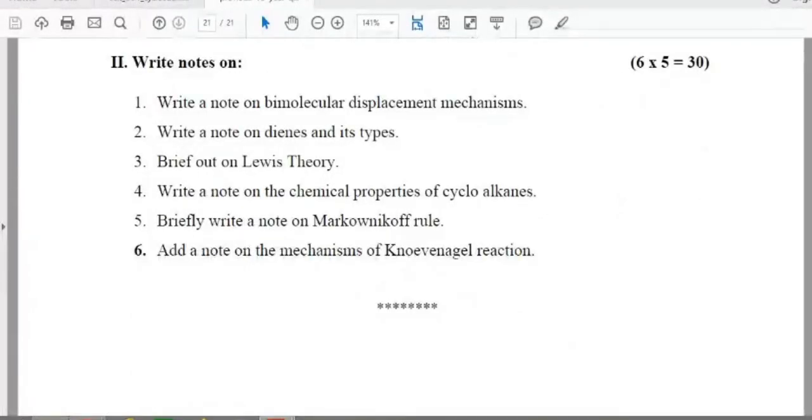Write a note on dienes and its types. So we are talking about alkenes only. We are not entering into the topic called dienes. At the time of discussion of dienes, let us see 1,2 addition and 1,4 addition of the dienes. That's it for today's class.